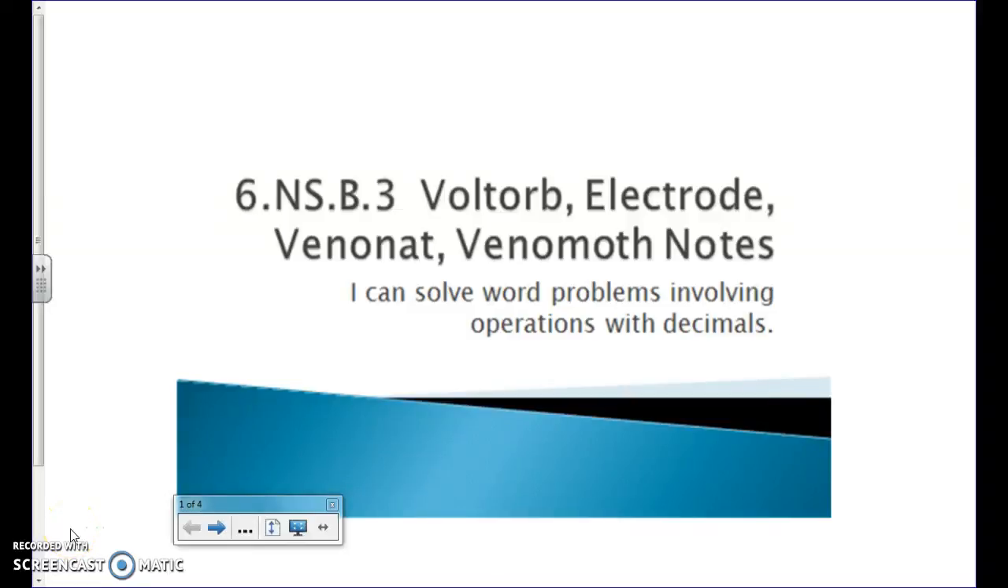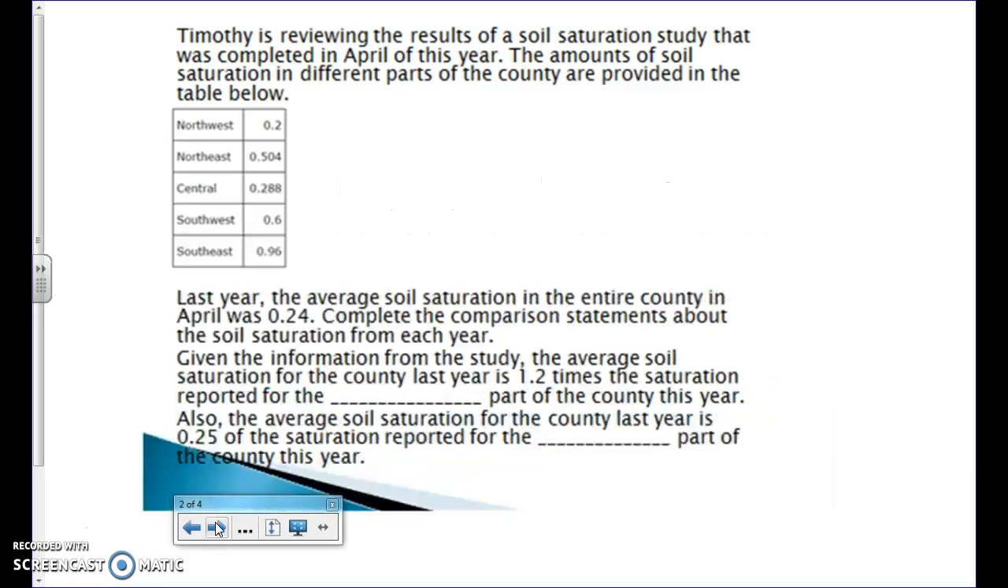All right, this is Mr. Gillum, and today we're going to do a few Study Island problems here to warm up for your Study Island assignment. And those problems are going to involve solving word problems with decimals. Now, this could be any operation, addition or subtraction, multiplying or dividing, since we've done all those things now. So let's take a look at the first problem.